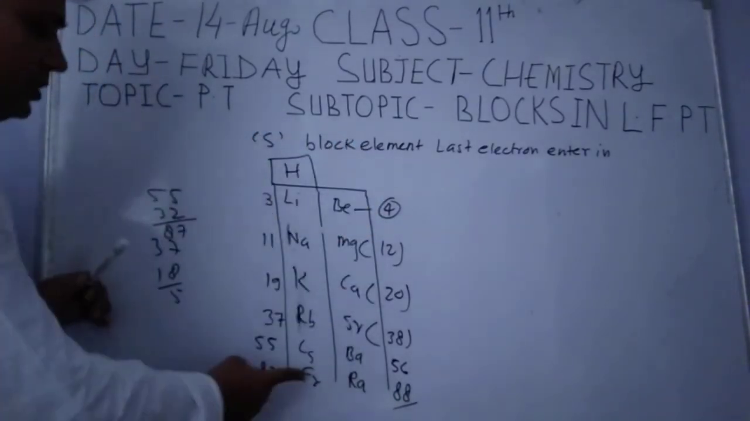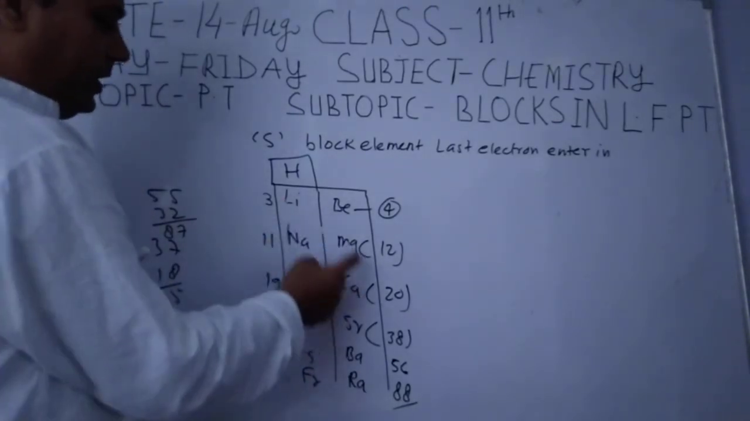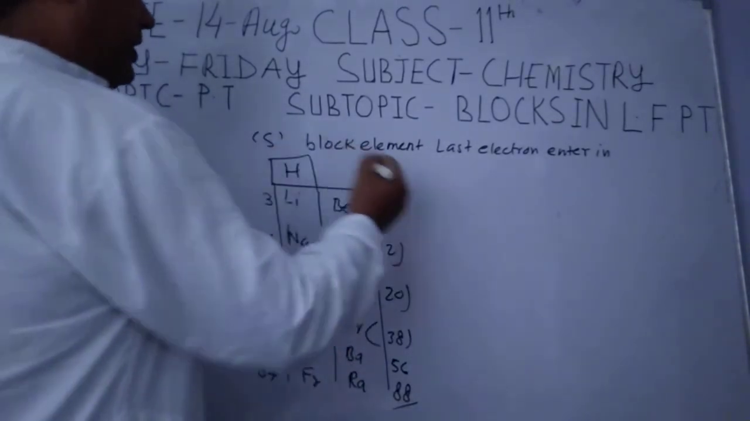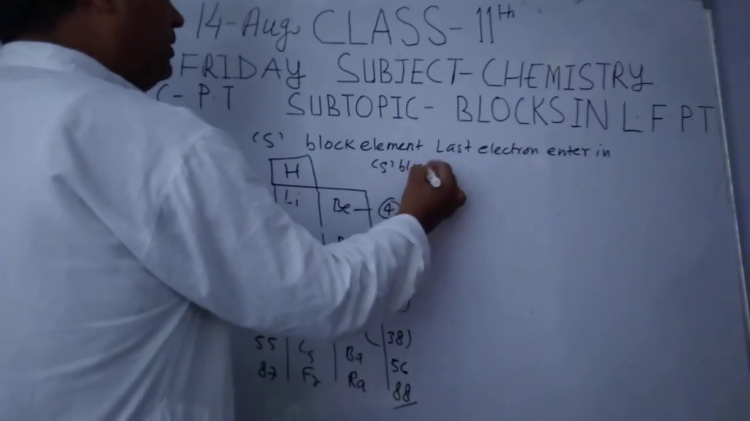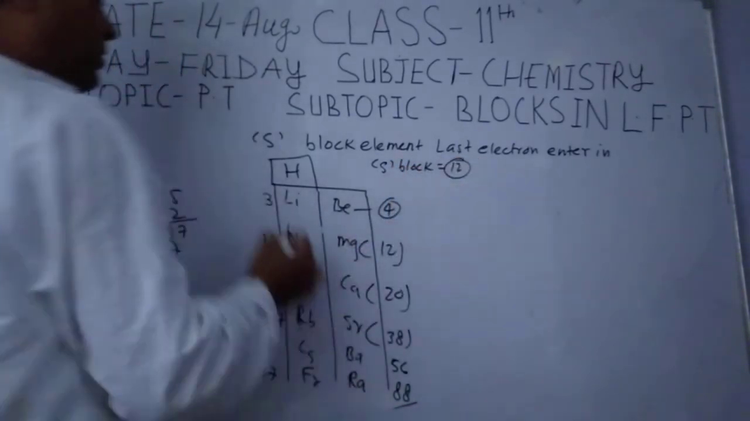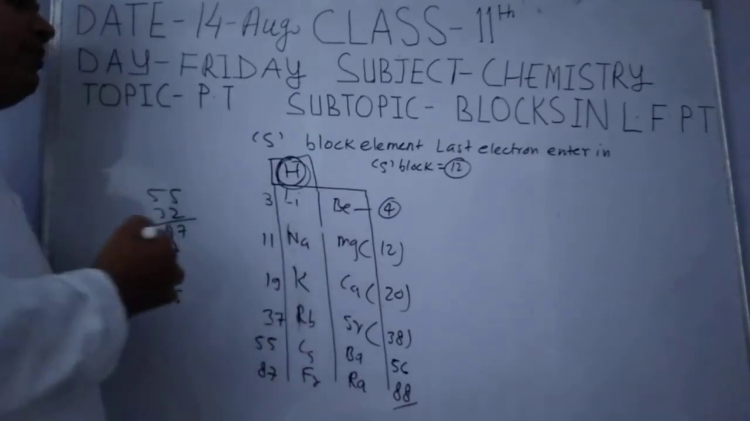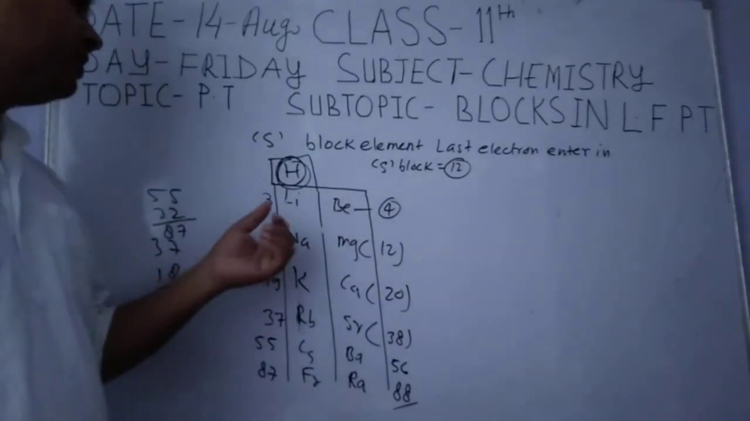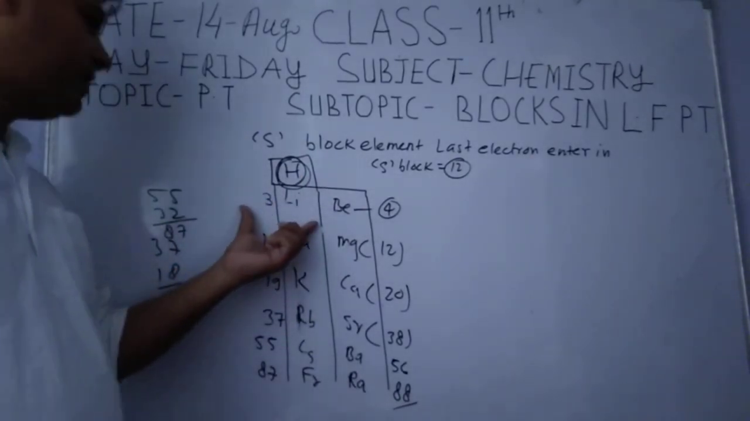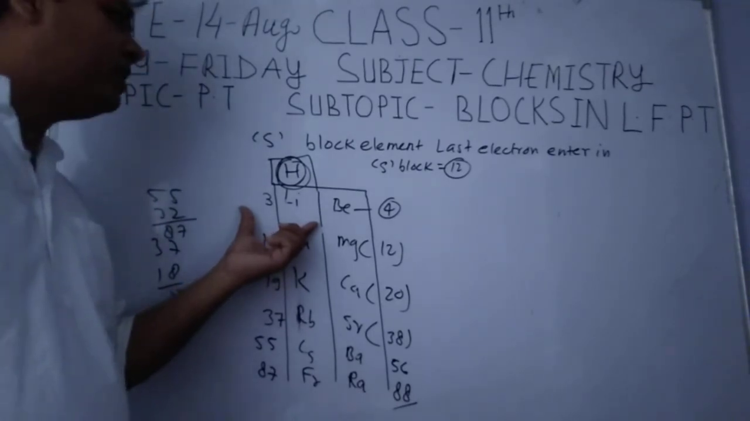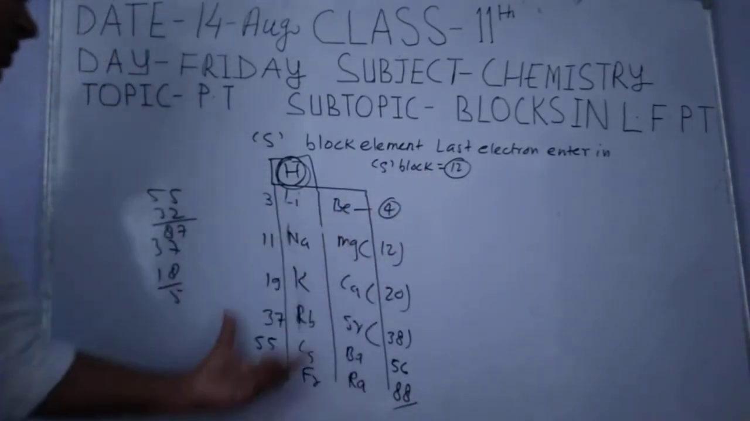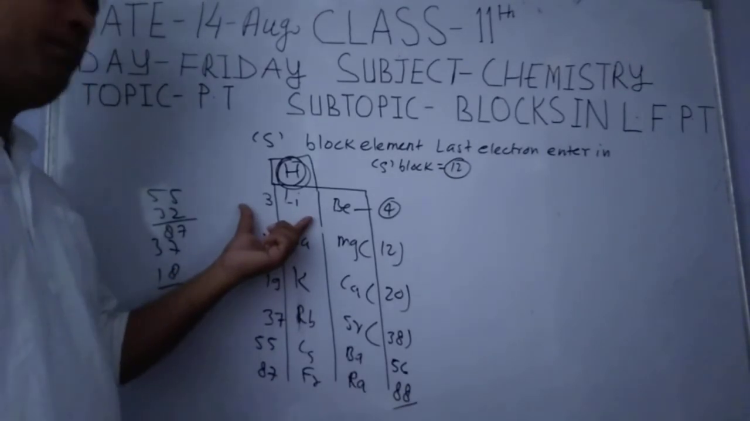Total number of elements 1, 2, 3, 4, 5, 6, 7, 8, 9, 10, 11, 12. In S block elements, total number of element is equal to 12. Hydrogen, the position of hydrogen is not fixed, so it is not included. Sometime it is included, sometime it is not included. So the total number of S block element is 12. S block elements are metals.